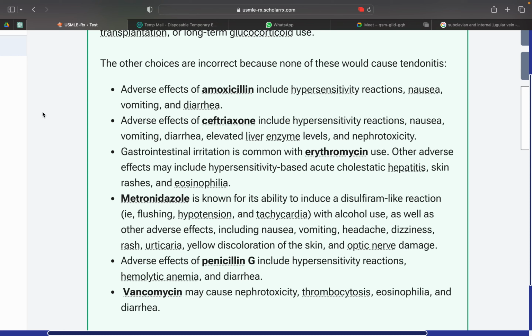Name of the drug, clinical use of the drug, mechanism of action, how the drug is working, and the last thing is the adverse effect. In your First Aid, you have all these four things for all drugs. You just have to memorize them, because they will appear again and again in questions.